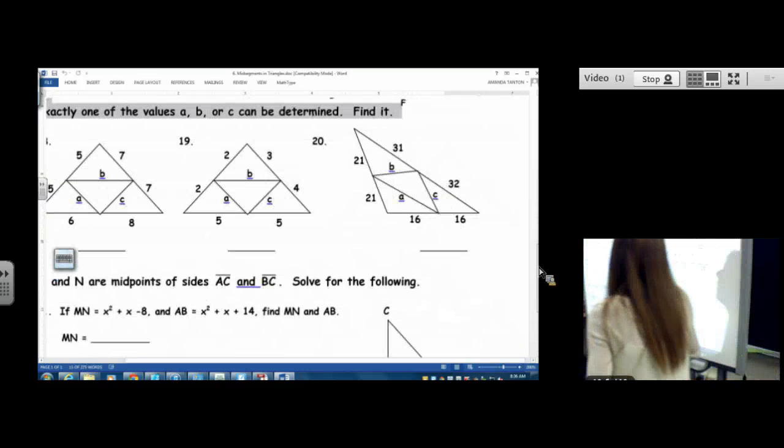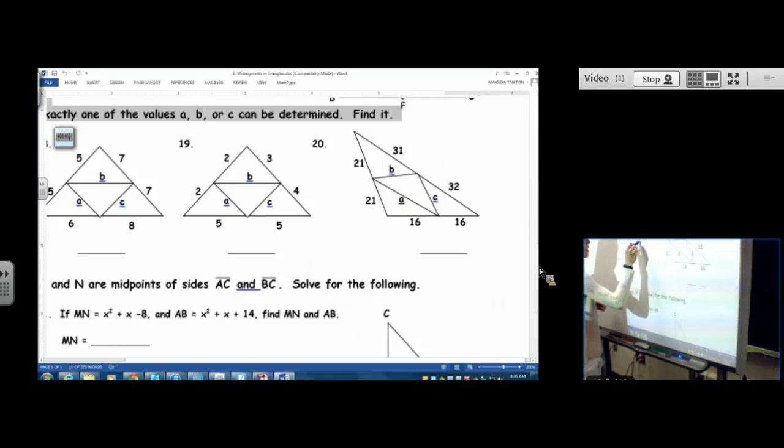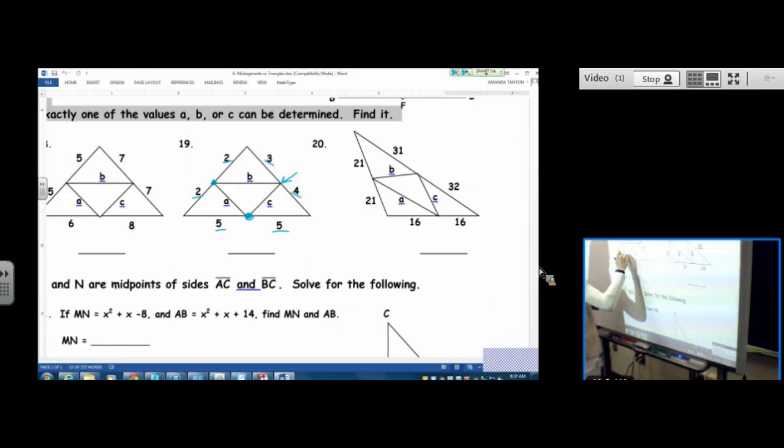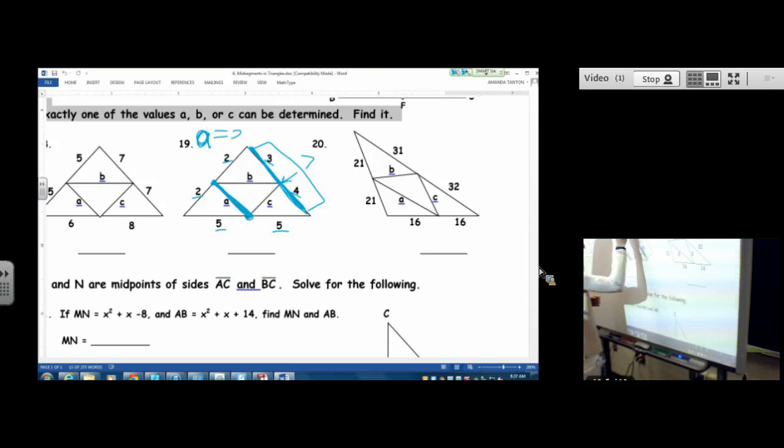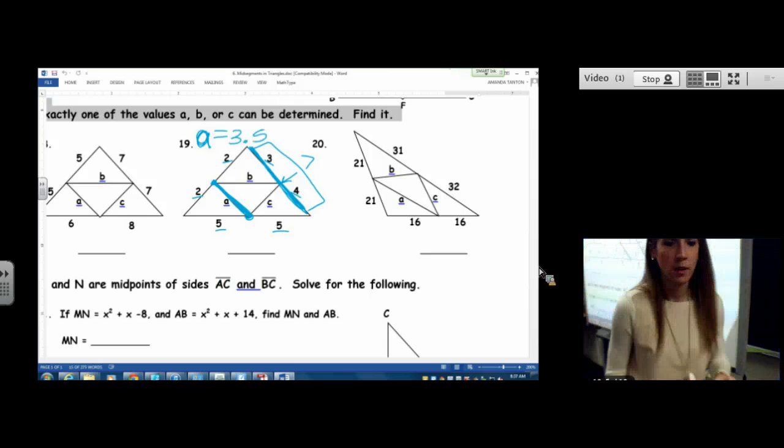Okay. So, is this point a midpoint? 3 and 4. And it's not a midpoint. This one is 5 and 5. This one is 2 and 2. So you connect the dots. You connect your midpoints. A is the only mid-segment there. So what you do is you look at the third side, the side that you didn't use, and you find the length of the third side, and you divide it by 2, 3.5 or 7 halves.